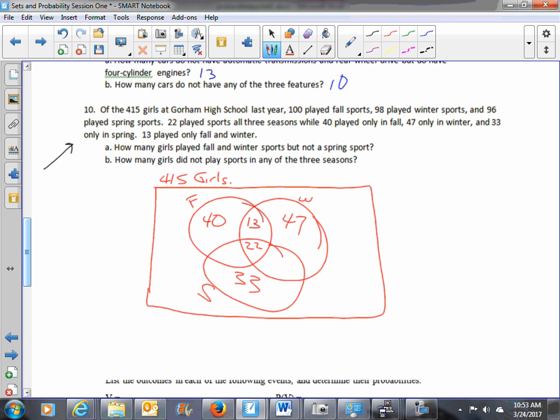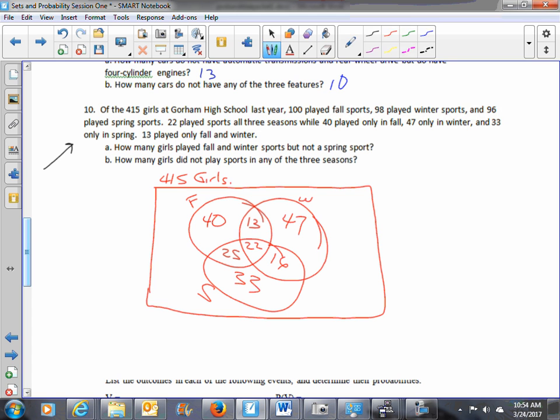Now, I think we can figure out these other regions because we know, for example, that in the fall, 100 played. Now, if we add 40 and 13, that's 53. 75 is what we have inside the fall circle already, so there's another 25 that go here. Now, in the winter, 98 played sports, so already we add 47 and 13, that's 60, plus 22 is 82. 98 minus 82 is 16, so we have 16 more here.